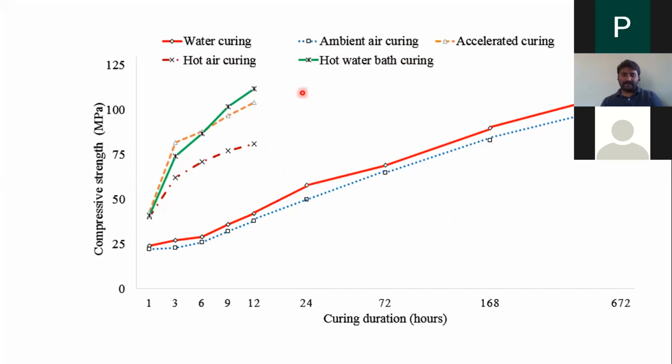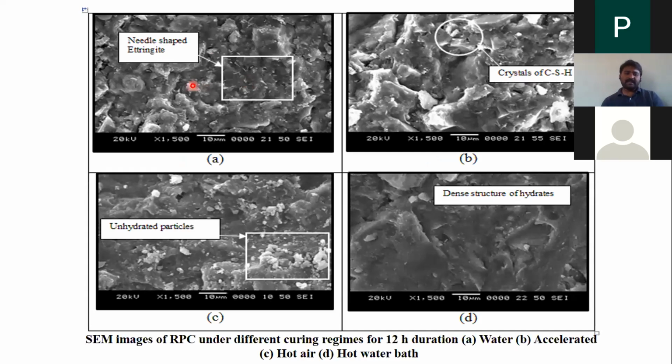That is hot water bath curing. The hot water bath curing is showing nearly 110 MPa strength, even at just 7 days curing. With 7 days curing, you can achieve the 28 day normal water curing strength if you use hot water bath curing at 80 to 100 degrees Celsius. These are a few of the microstructural images. We wanted to know why the strength is increasing as I increase the temperature. Okay, as you can see, these are needle-shaped ettringites. A is 12-hour duration.